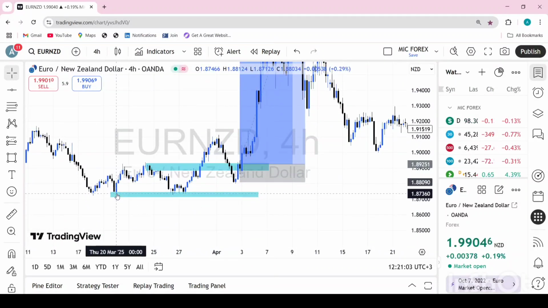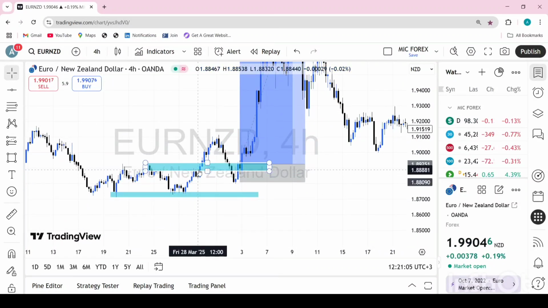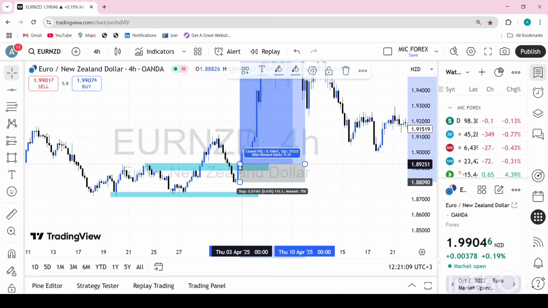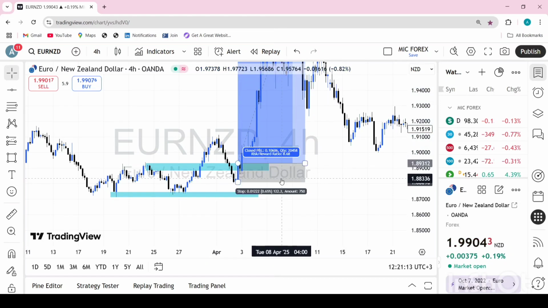So this one is low 1, low 2, neckline, breakout, retest, then bullish engulfing candle. At the close of that candle, you can take your trade at that point. You can take your trade at that particular point.